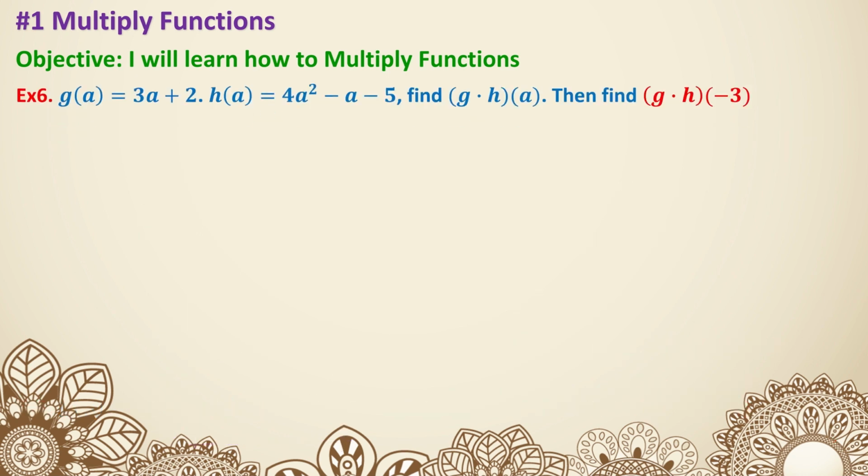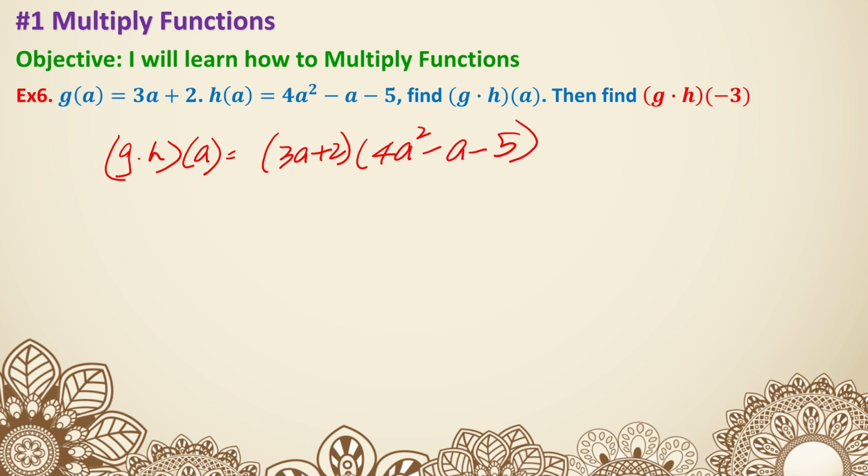Example 6. So this time, since the previous one I used the box method, you can still choose to use the box, but for this one, I'm going to use the string method, just for you to see both methods would work. G times h of a, first function is 3a plus 2, second function is 4a squared minus a minus 5. I'm going to use the first term, basically distribute that into the second parentheses. So 1, 2, and 3, because I have 3 different things in the second parentheses.